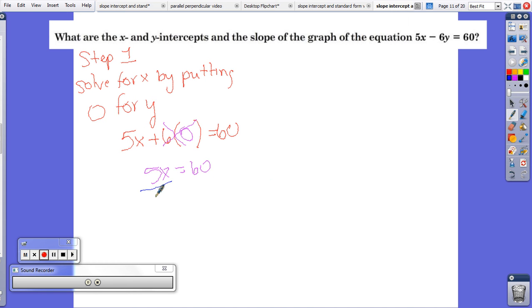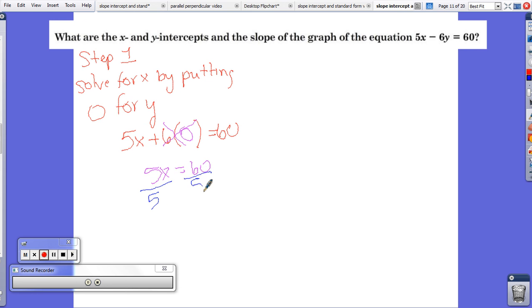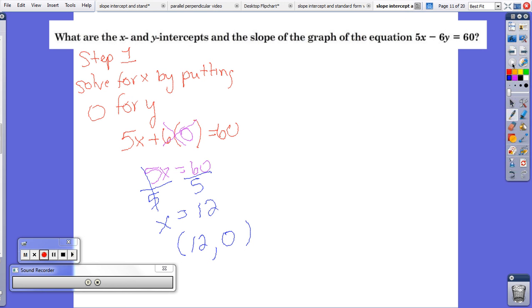Divide by 5. Divide by 5. These cancel. 5 goes into 60. Let's see. 1, 10, 12 times, right? So x is 12. So our x-intercept is 12, but we write it as a point. Remember, we put in 0 for y. X is 12. So then, we're going to come over here.